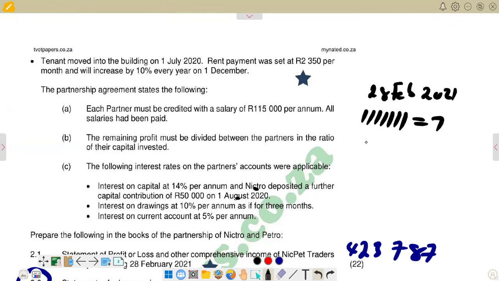So remember, we've got 50,000 there. So we're going to say 50,000. Then you multiply by 14% as a decimal, which is 0.14. And then you multiply by the number of months that it stayed over total months per year. So we're going to say 50,000 times 0.14 times 7 over 12. Let's see what we get there.